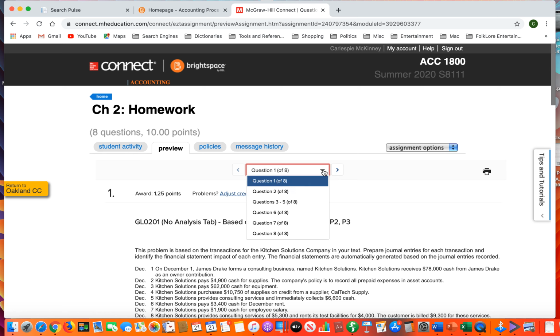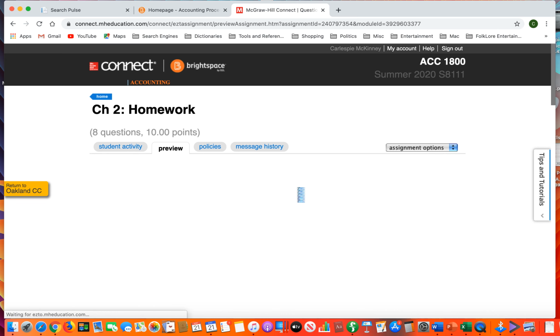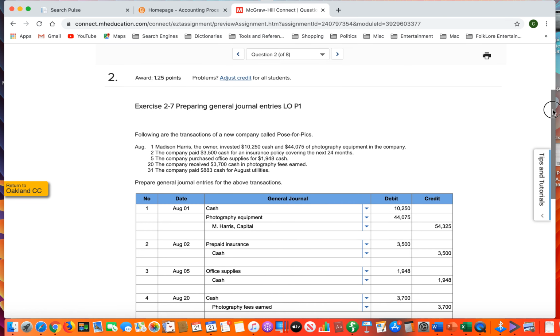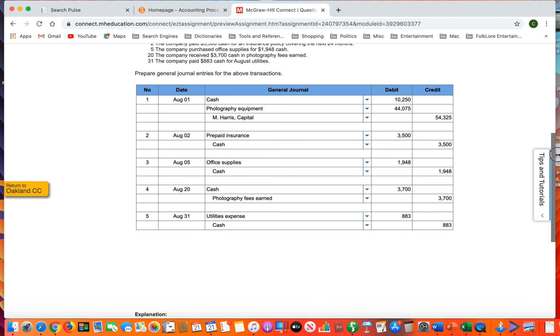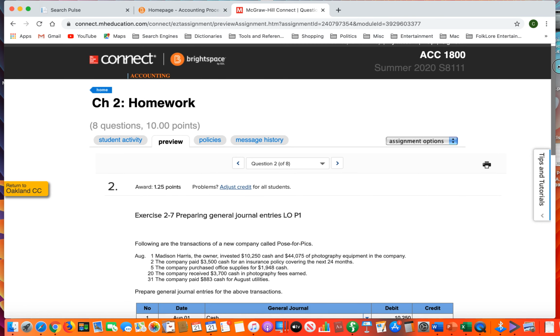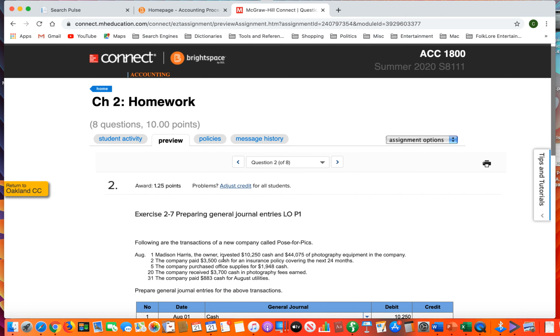Okay, let's go to the next problem. And again, they're asking you to make journal entries. Okay. Notice this. Number 1, August 1, invested $10,250 in cash and $44,075 in equipment. He invested those things. You can invest more than cash in a business. So what would the journal entry be?